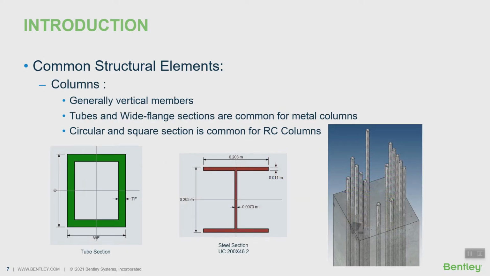Columns are generally vertical members that resist axial compression loads. Occasionally, columns will experience both axial loads as well as bending moments. The most common sections used for a column are circular and square for reinforced concrete columns, and tubes and wide flange sections for steel and aluminum columns.